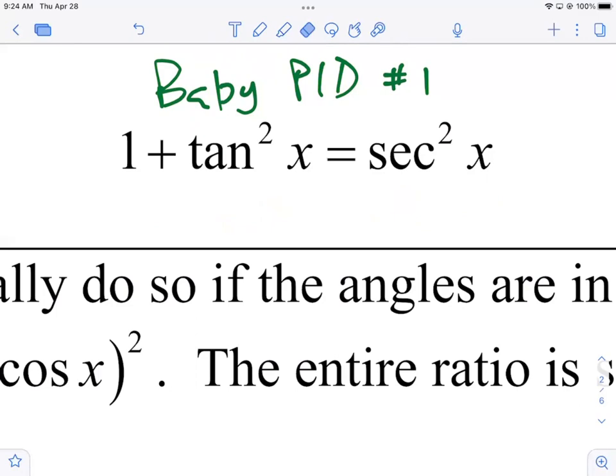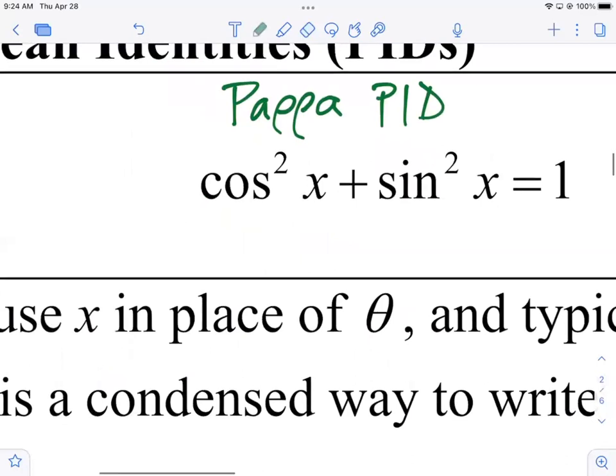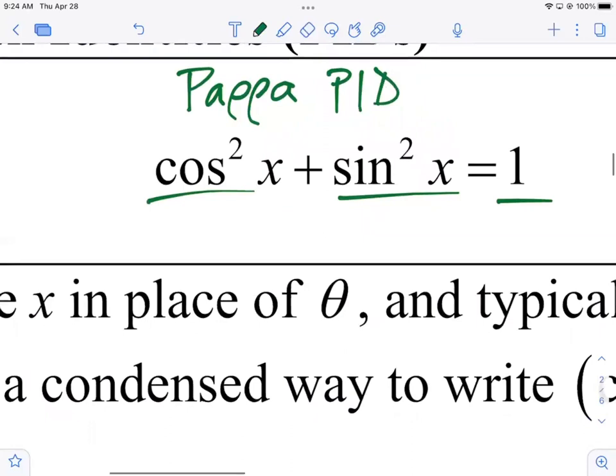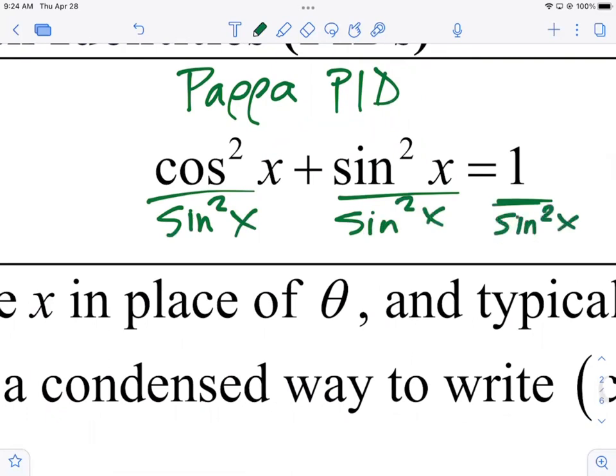Now, baby PID number 2 comes from the exact same Papa, but now instead of dividing everything through by cosine squared, if you divide everything through by sine squared instead, what do you get? What's cosine squared over sine squared? Cotangent squared, yep. And what's sine squared divided by sine squared? 1, and then 1 over sine squared is cosecant squared. So that's baby PID number 2. And then you flip the first 2 terms around.